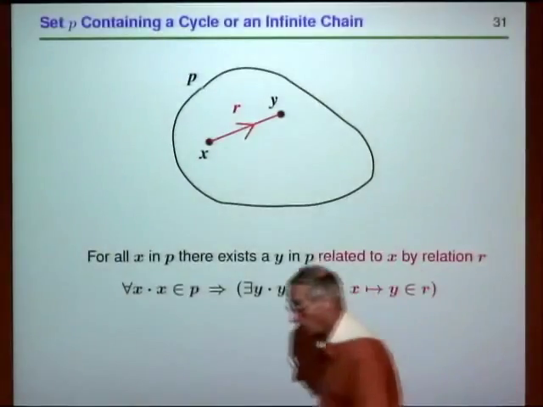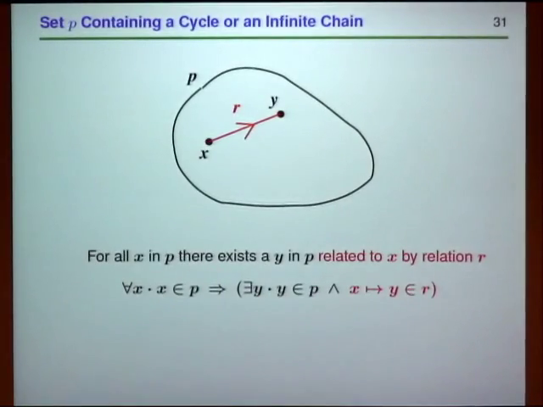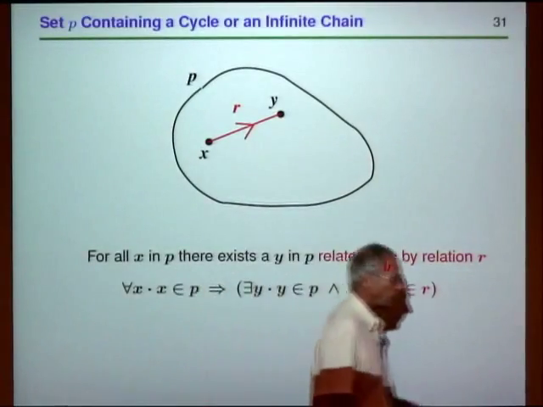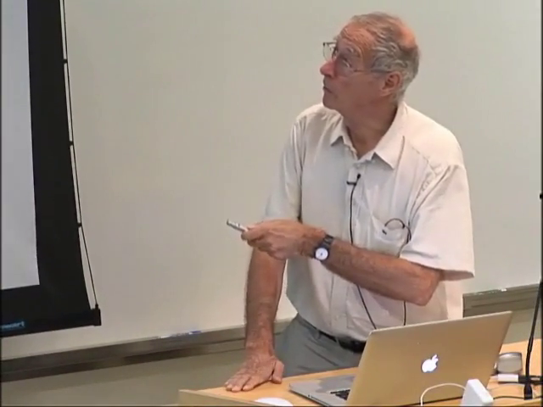So you take any point in P, and for any point in P, you can find another point in P where you have this. Therefore, y is still in P, so you can find another one, and another one, etc. So we have either a cycle, where we can go back here, or we can have an infinite chain that goes forever like this. So this is the definition of either an infinite chain or cycles.